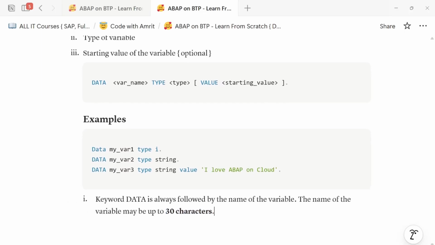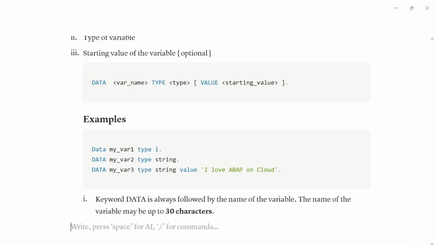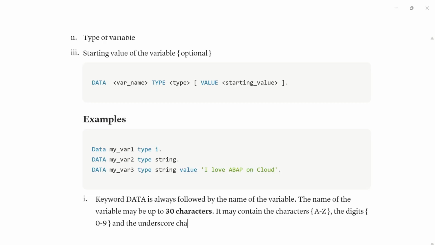Naming convention is also important here. So I'll give here, it may contain the characters from A to Z, the digits 0 to 9 without any problem, and the underscore character. This also can be connected here.